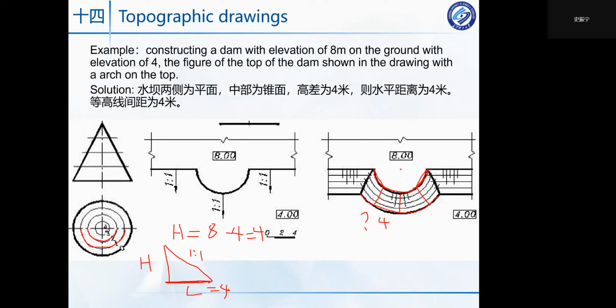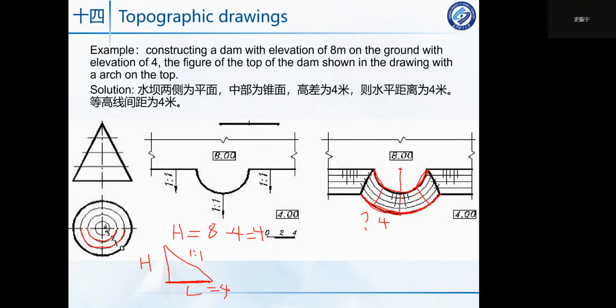So at first we can find the center of this circle. Use your compass to find the center of this circle, and then we can use the scale ruler. This one is already known, and we can use this distance added 4, and use the compass to get this circle.